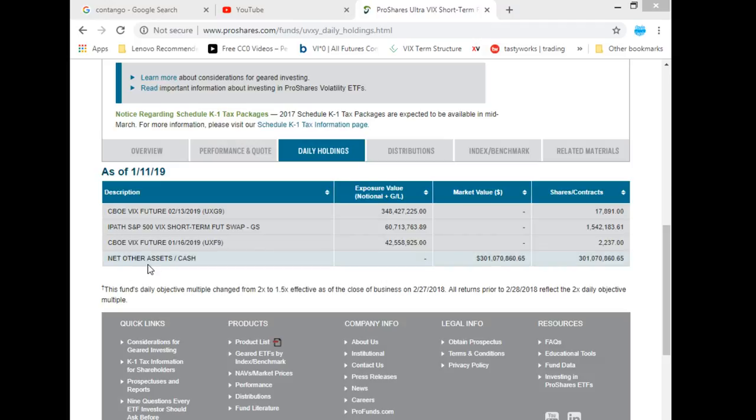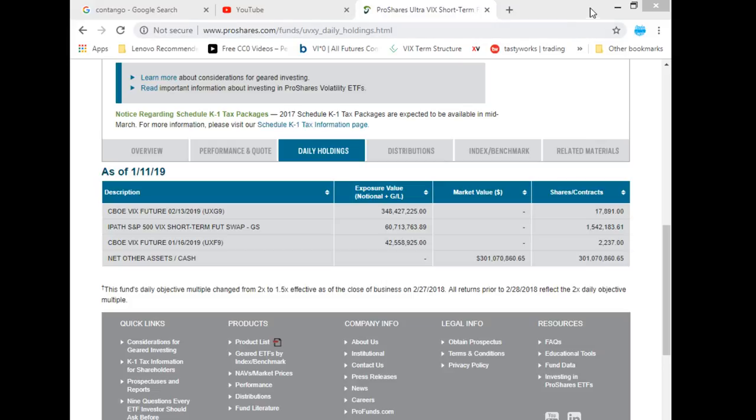But right here we have VIX Future 2/13, that's obviously a February future, and VIX Future 1/16. We've got 2,300 of the 1/16, and 17,800 of the 2/13 future. So we're mostly in the second month future right now. The first month is going to expire very soon. When you look at them this way, you can tell there's so little left of the first month future that we know the expiration will be this week. Then the March future will come on, and February will become the front month.